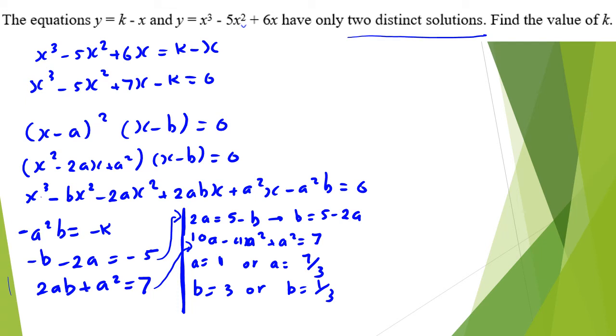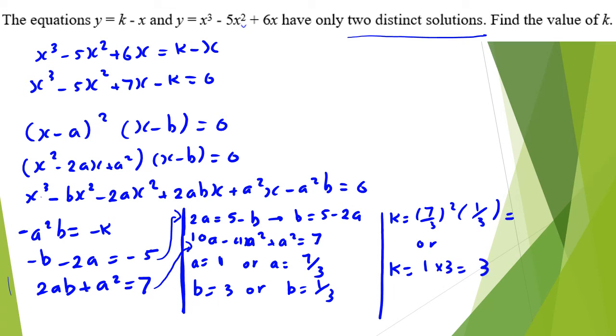And because you've got now the 2 b's, now the k is a squared times b. So that means k is equal to either 7 over 3 squared times 1 over 3, or k equals 1 times 3. And that gives me 3, and that gives me 49 over 9 times 1 over 3, which is 27. So those are the two values of k.